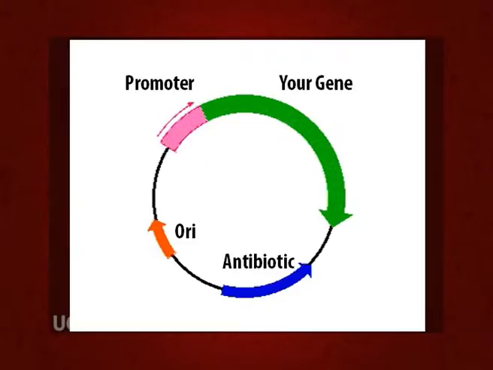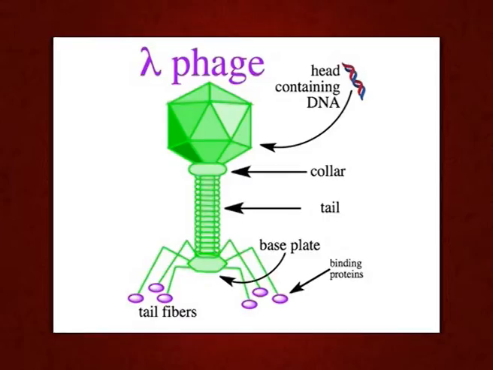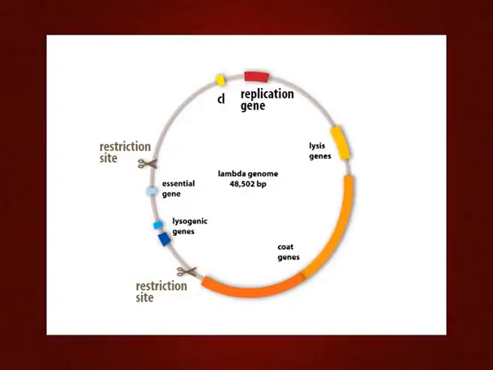Plasmids contain an origin of replication, allowing them to replicate inside a bacterium independently of the host chromosomes. The plasmids commonly carry a gene for antibiotic resistance that allows for the selection of bacterial cells containing the plasmids. The next type of vector is phage lambda. It is a double-stranded DNA virus that infects E. coli. The lambda chromosome is 48.5 kb long and can carry inserts up to 25 kbs.